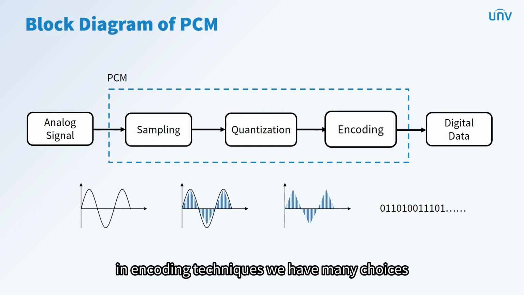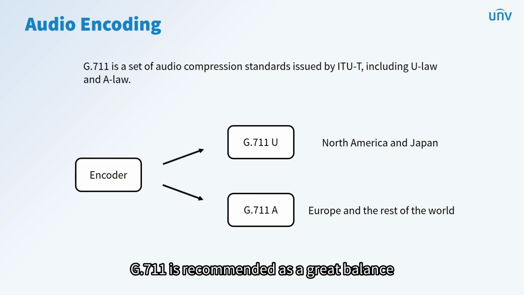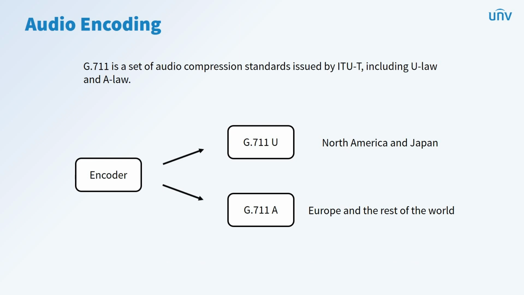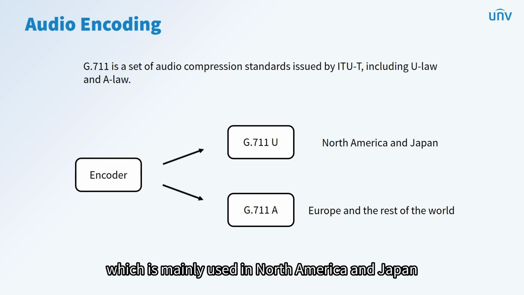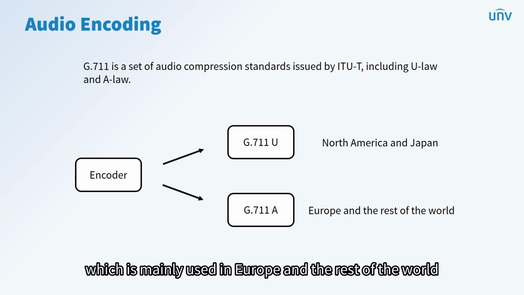In encoding techniques, we have many choices, such as AAC and G.711. G.711 is recommended as a great balance between clarity and space saving. There are two main compression algorithms under it. One is U-Law, which is mainly used in North America and Japan. The other is the A-Law algorithm, which is mainly used in Europe and the rest of the world.